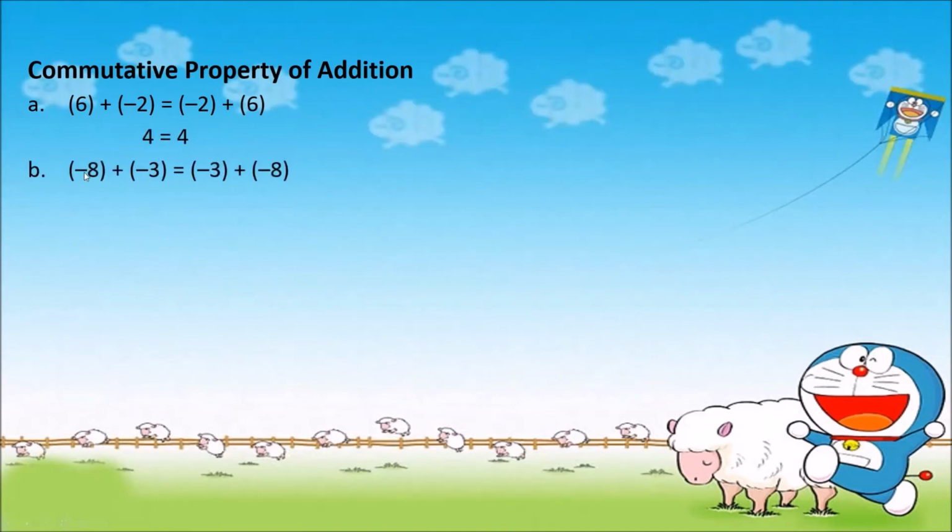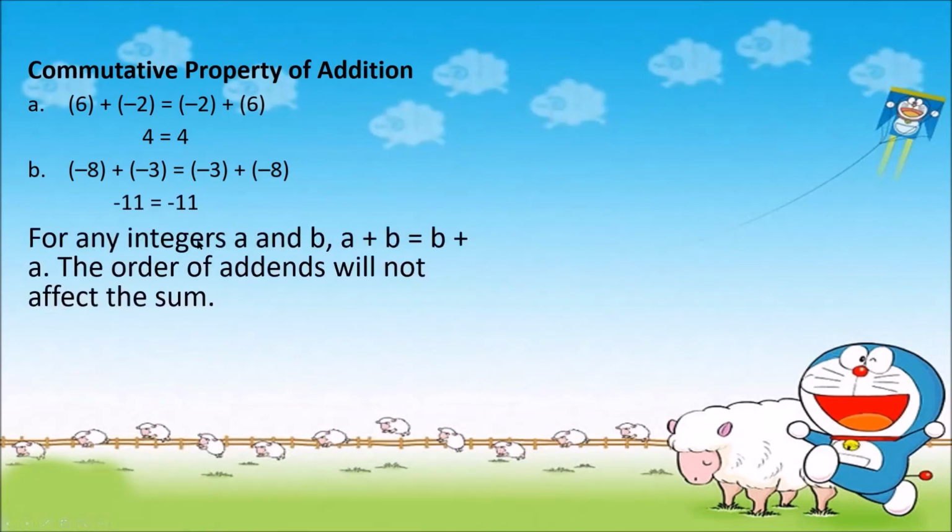Another example, negative 8 plus negative 3 is equal to negative 3 plus negative 8. So 8 plus 3 is 11, and copy the sign of negative. Also in 3 plus 8 is 11, and copy the sign of negative. So the final sum of the two addends is equal to negative 11. So for any integers a and b, a plus b is equal to b plus a. So the order of our addends will not affect the sum, and that is commutative property of addition.